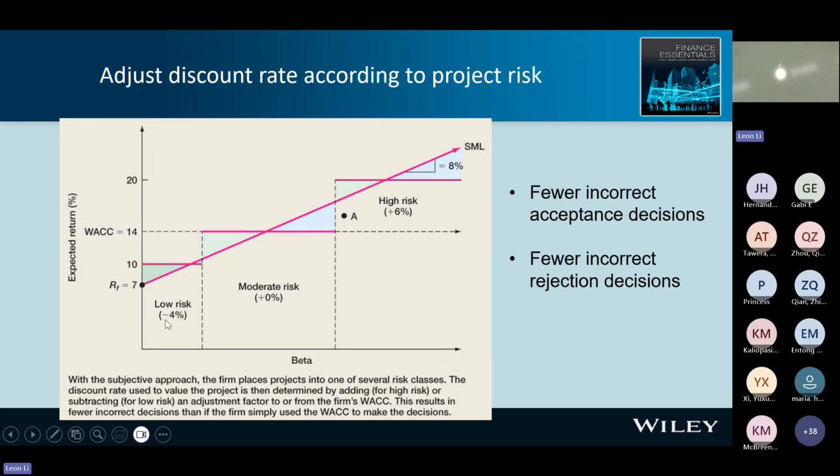But I think the student asked a very good question. We still don't know what the perfect number is. We don't know because finance deals with the cash flow in the future. We don't know the future. But what we can do is to reduce the mistake. So you can see the incorrect area becomes smaller.